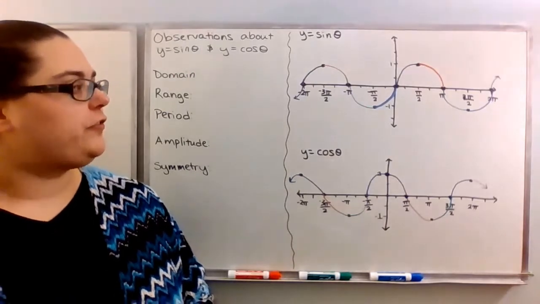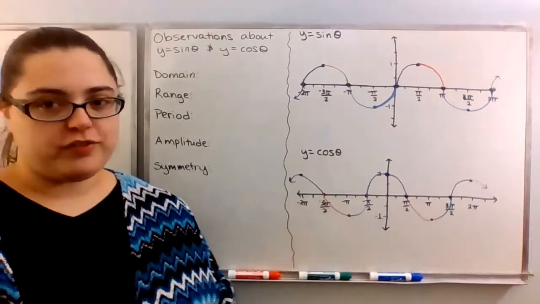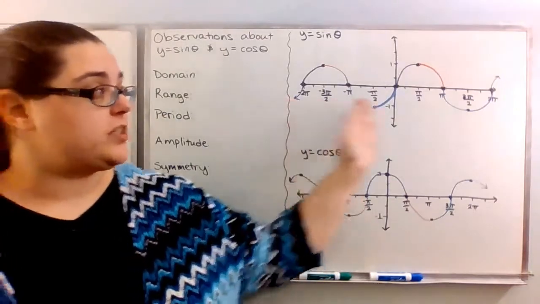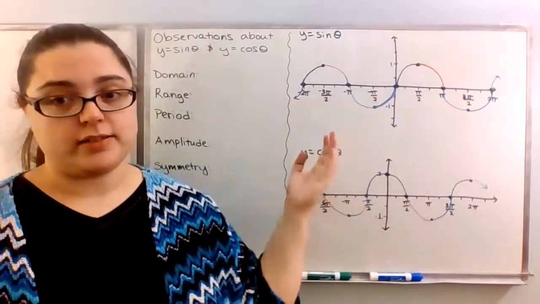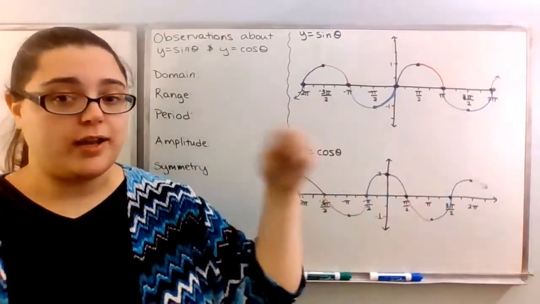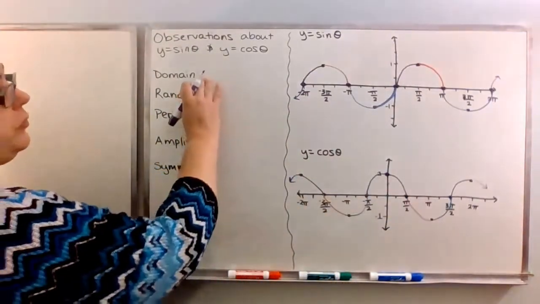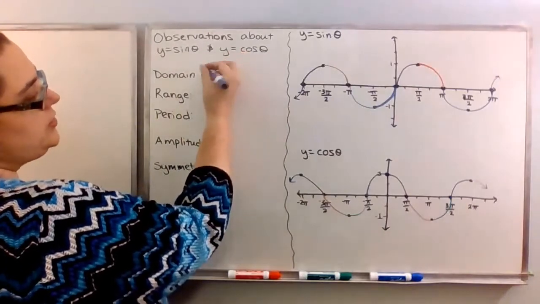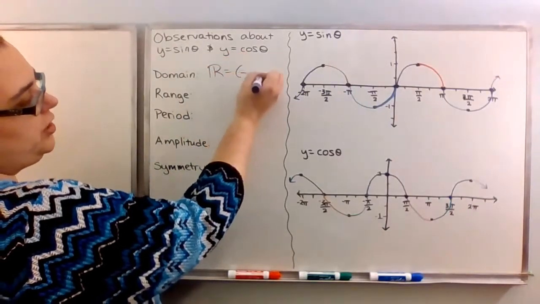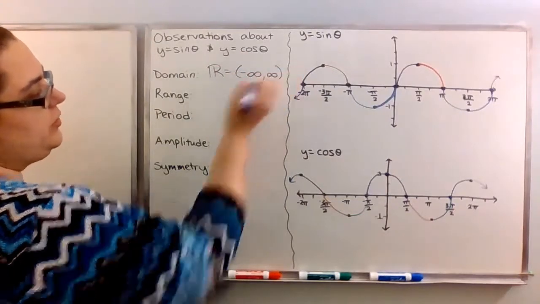For the domain, both of these functions have a domain of all real numbers, because the domain is going to be the angle in terms of radians. So you can go any angle around a circle, either positive or negative. So the domain for both sine and cosine is going to be all real numbers, or if you prefer interval notation, -infinity to infinity.